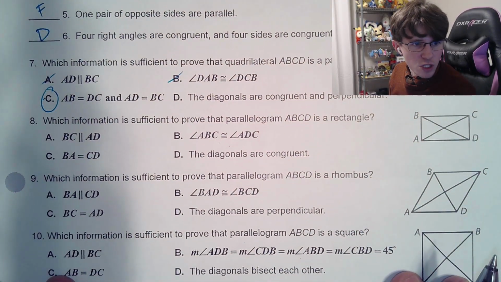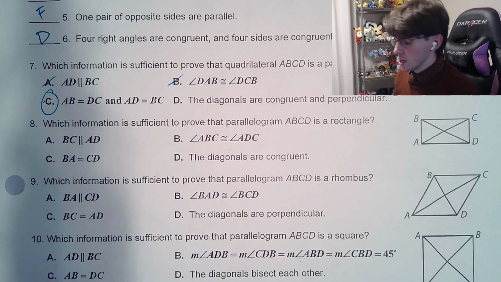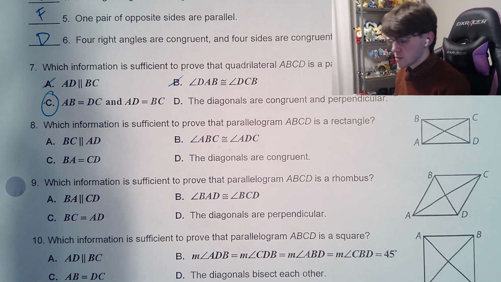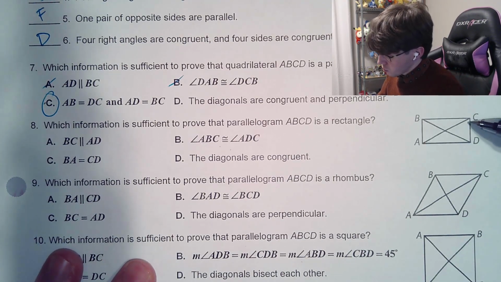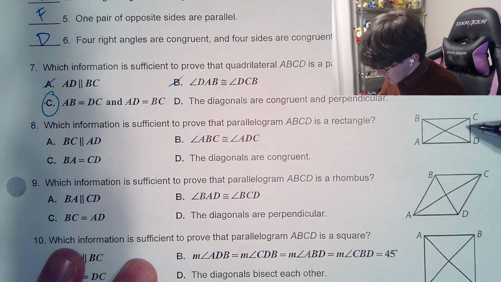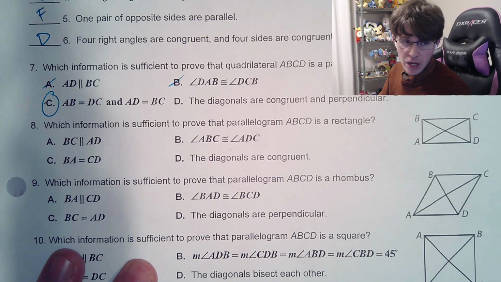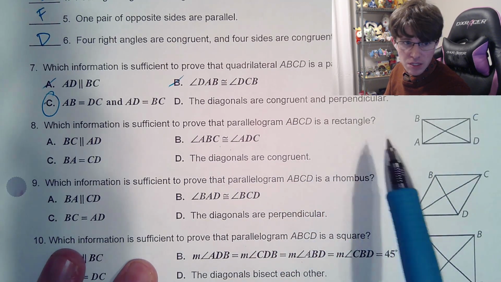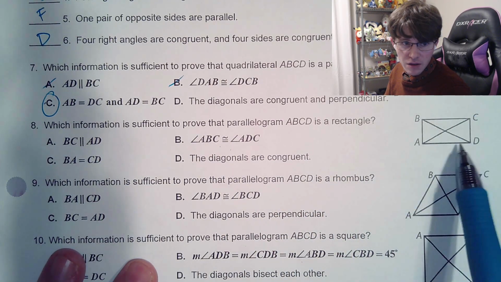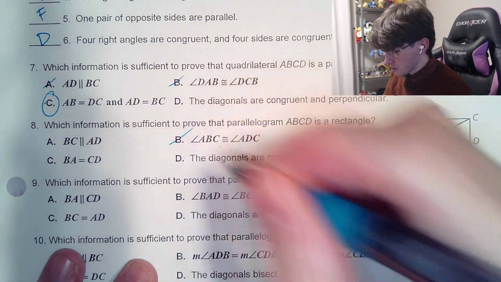I don't know. This is the one they want, I imagine. Anyways, number 8. Which information is sufficient to prove that parallelogram ABCD is a rectangle? So we know it's a parallelogram already. So in order for a parallelogram to be a rectangle, it must be the case that two next door neighbor adjacent angles are the same. So ABC has to be the same as ADC. That doesn't work because those are opposite. Those are automatically true for a parallelogram.